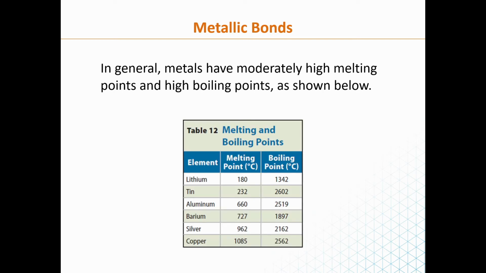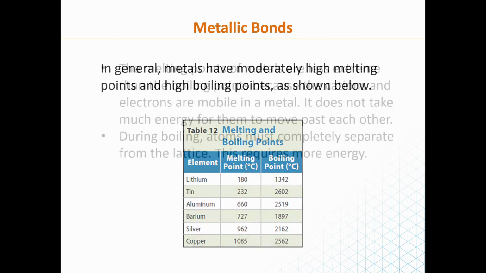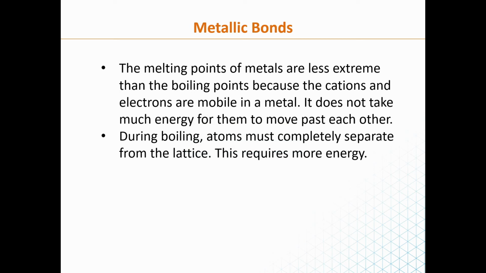In general, metals have moderately high melting points and high boiling points, as shown below. Here's the table. We can see that the melting point and boiling point for metals are very high. The melting points of metals are less extreme than the boiling points because the cations and electrons are mobile in metal. It doesn't take much energy for them to move past each other. During boiling, atoms must completely separate from the lattice.